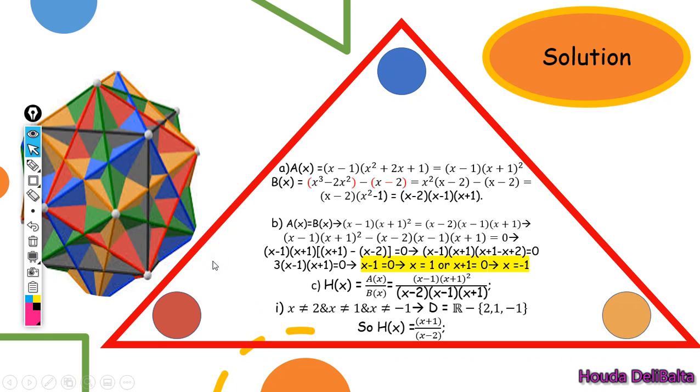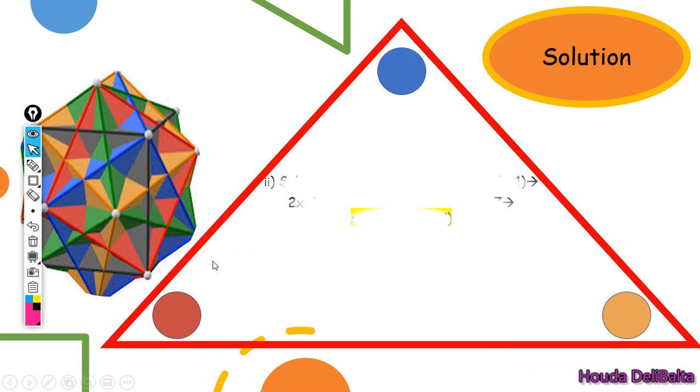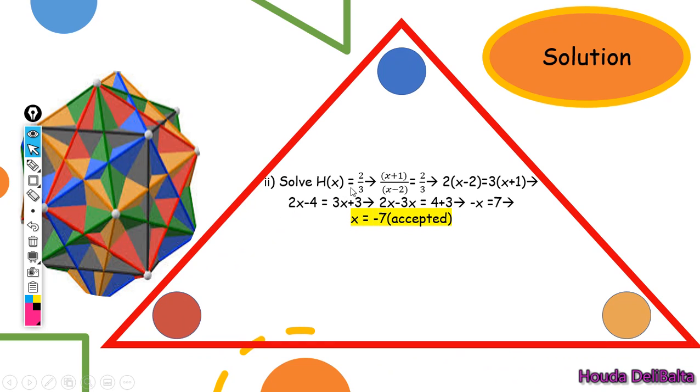Let's see what we have also. After simplifying h of x, we have to solve h of x equals 2 over 3. Now, to solve this, we take the simplified form of h of x, which is x plus 1 over x minus 2, which is equal, as required, to 2 over 3. All what we do is cross multiply. We make this cross multiplication method. Then we multiply 2 by x minus 2 and 3 by x plus 1. Then 2x minus 4 equals 3x plus 3.